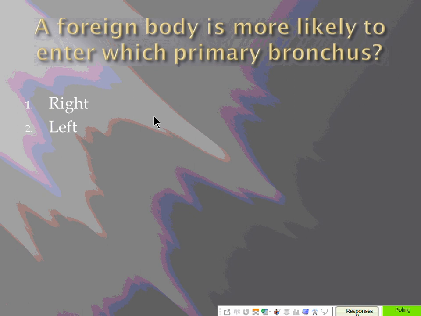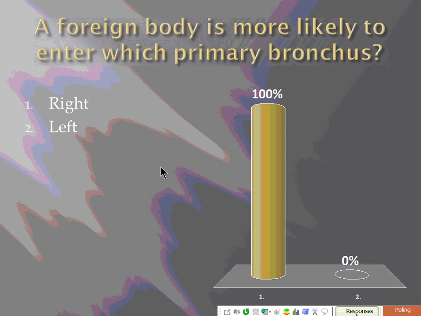Okay, so here's an answer to your question. A foreign body is likely to enter which bronchus? Right bronchus, yes, being more in line, wider and shorter.